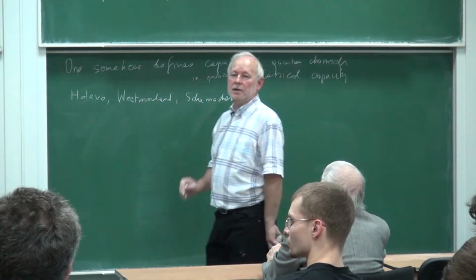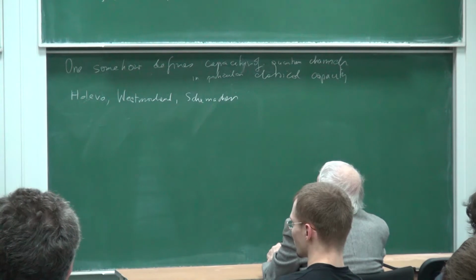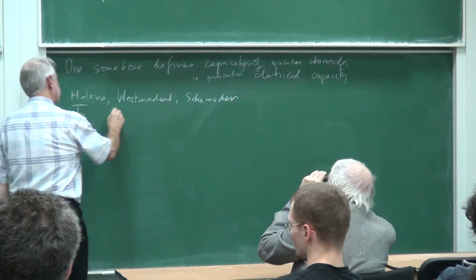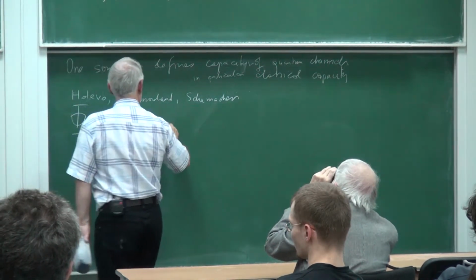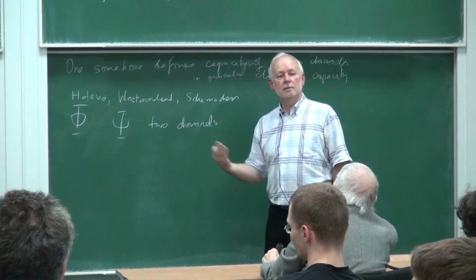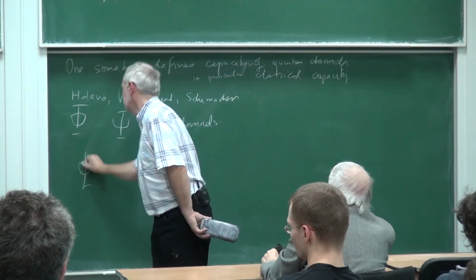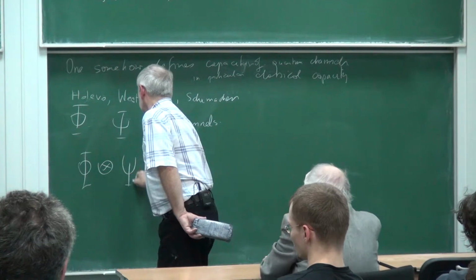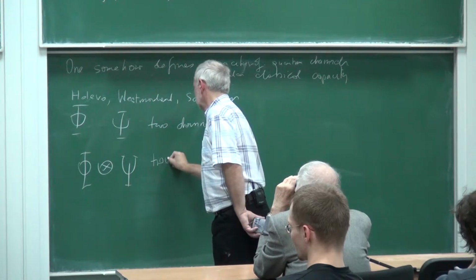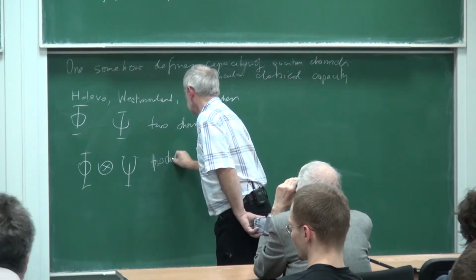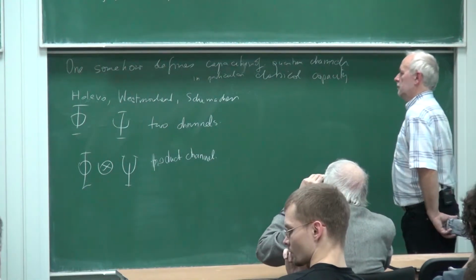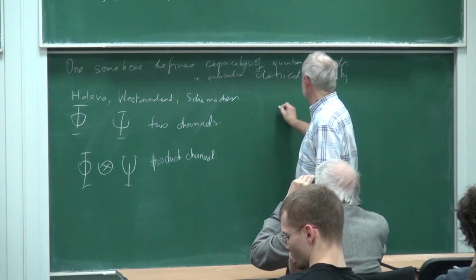Okay, and now there is the following question. Suppose you have two channels, phi and psi. So you can use them in parallel, and this corresponds in the formalism to the product channel. Okay, and so here we have the capacity.